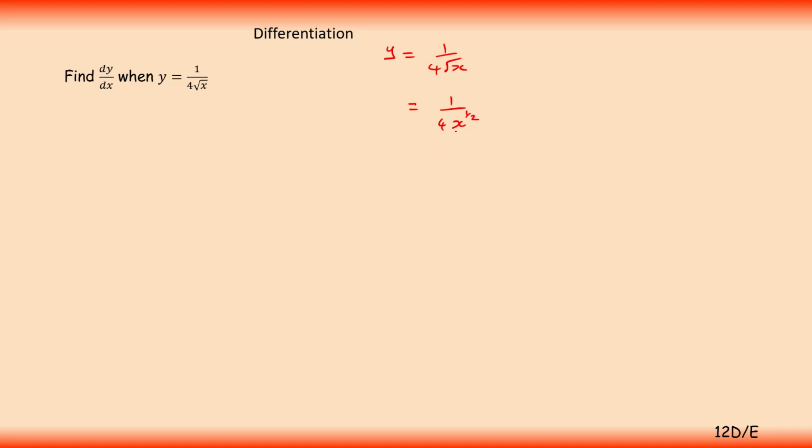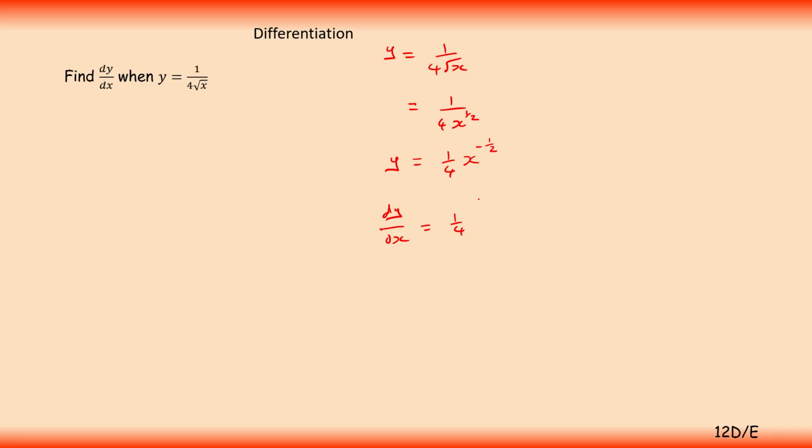Difficult to differentiate it in that form, so what I'm going to do is write a quarter of x. The reciprocal of x to the power of a half is x to the power of minus a half. Now that I can differentiate. So dy by dx is equal to a quarter.